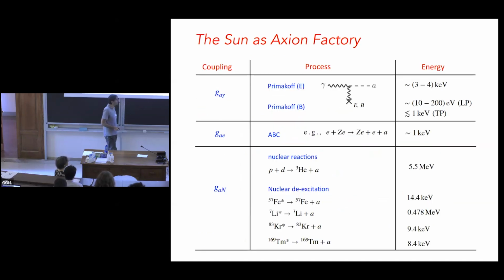Okay, so let's start with the sun. We heard about the sun in the previous talk, and we'll hear more about the sun in the next talk. The sun is the closest star, so we have to study it as well as we can. And so axions can be produced in the sun.